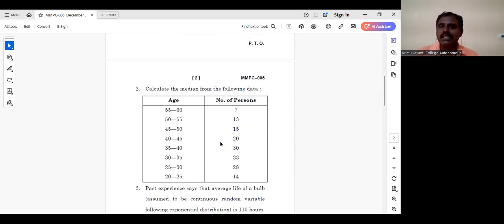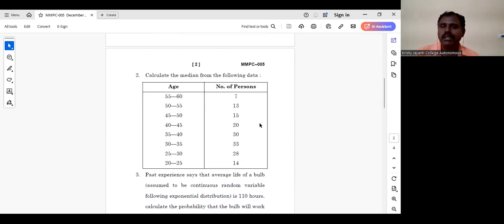Another question they asked here: calculate the median from the following data. You can see they gave class intervals like 55 to 60, 50 to 55, 45 to 50, and they're asking to calculate the median. Can anyone tell how to calculate the median? What is the procedure we have to follow to calculate the median? Can anyone tell?